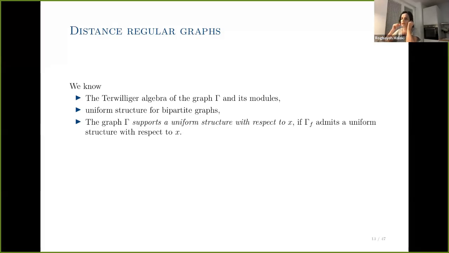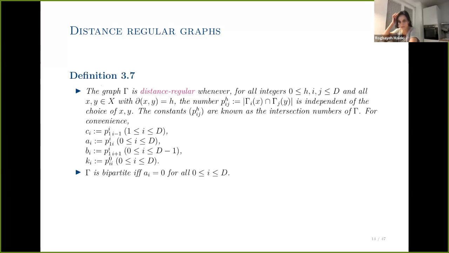And so now I think we have everything that we need: the Terwilliger algebra of the graph gamma, its module, the uniform structure for bipartite graphs and non-bipartite graphs. The graphs support a uniform structure with respect to X. I mean, the non-bipartite graph in this case, if gamma F admits a uniform structure with respect to X. And so what is left here to know is what is a distance regular graph with classical parameters. So I'm sure that most of us here know what a distance regular graph is, but let me just briefly go over the definition one more time.